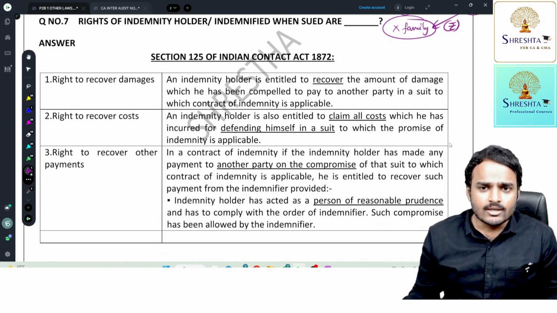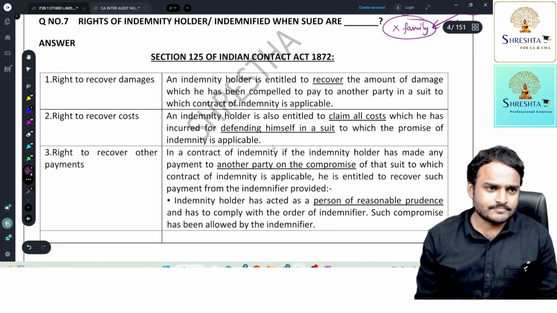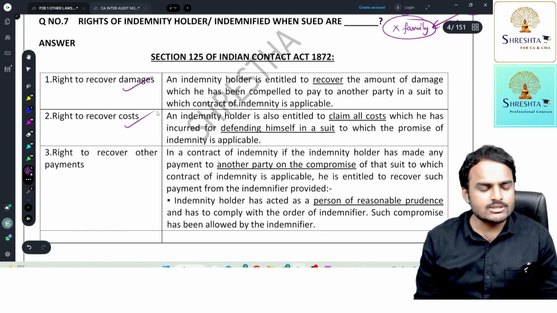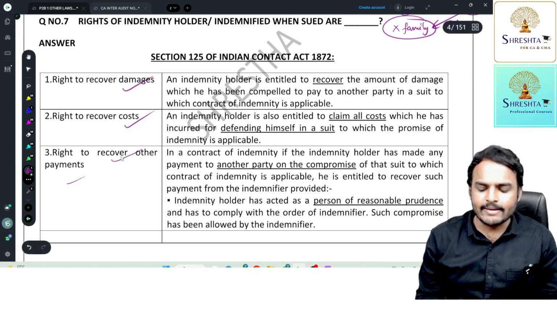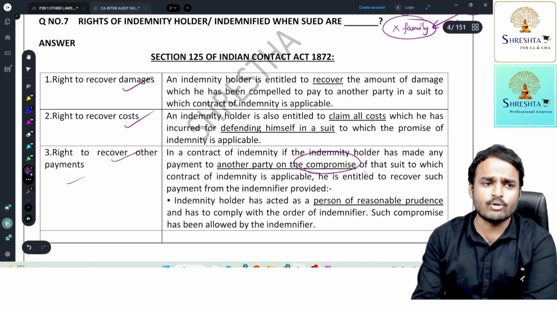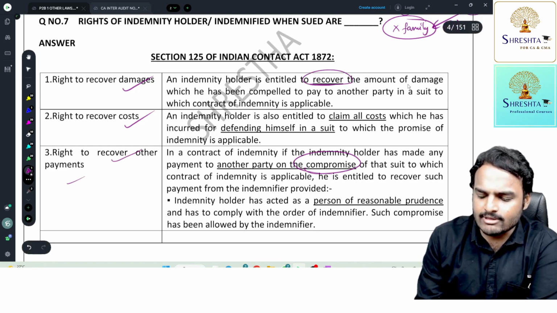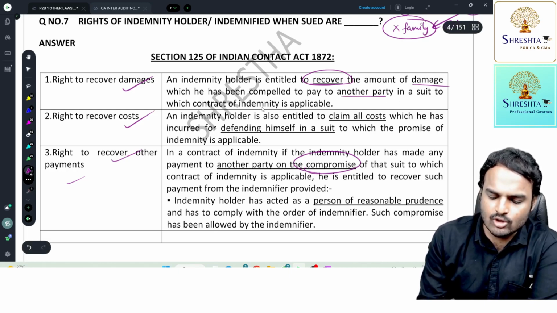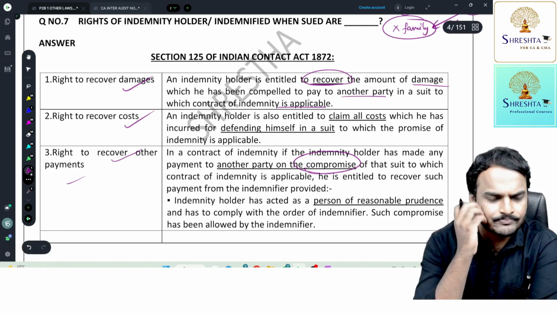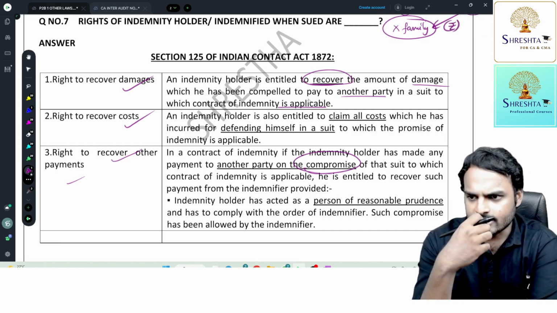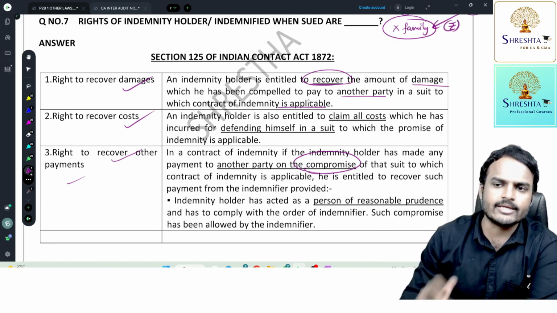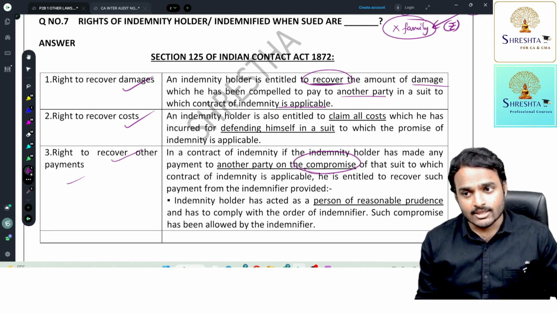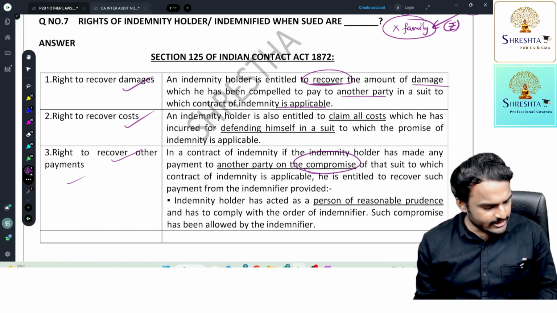Next, rights of the indemnity holder. I told you, he can recover damages, he can recover costs, or he can recover any other payments made under the compromise. Just see the point. An indemnity holder is entitled to recover the amount of damages which he has been compelled to pay to another party in a suit to which the contract of indemnity is applicable. Yes, whatever the court orders for damages, whatever amount this person paid, which person? The indemnity holder paid, that amount he can recover from the indemnifier.